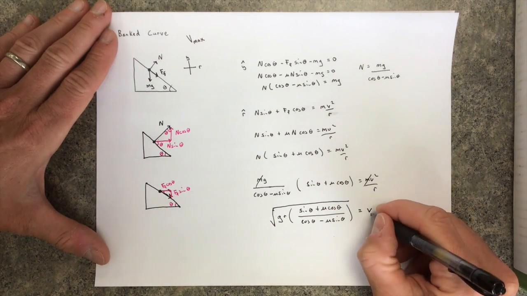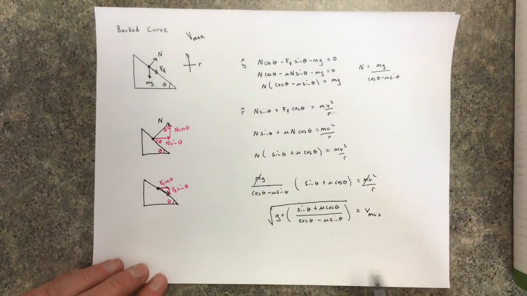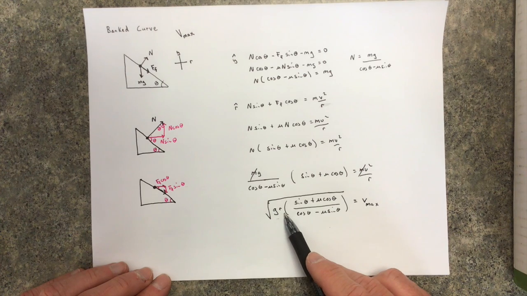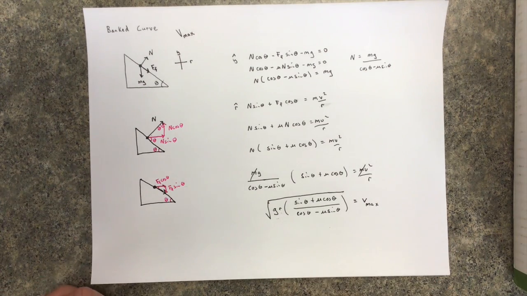Okay, so the maximum velocity you can go around a banked curve is a function of the planet you're on, g, the radius of the curve you're trying to bank, the angle of the bank, and of course the coefficient of friction between the tires and the road. Okay, and that's the maximum velocity you can go.